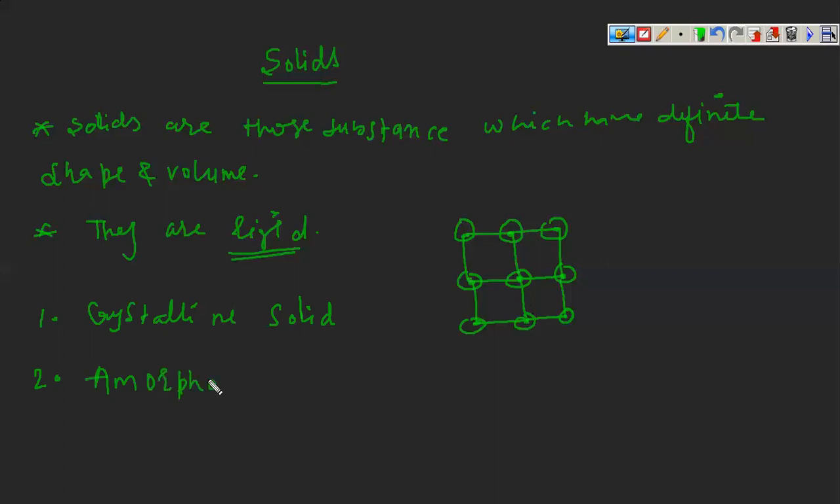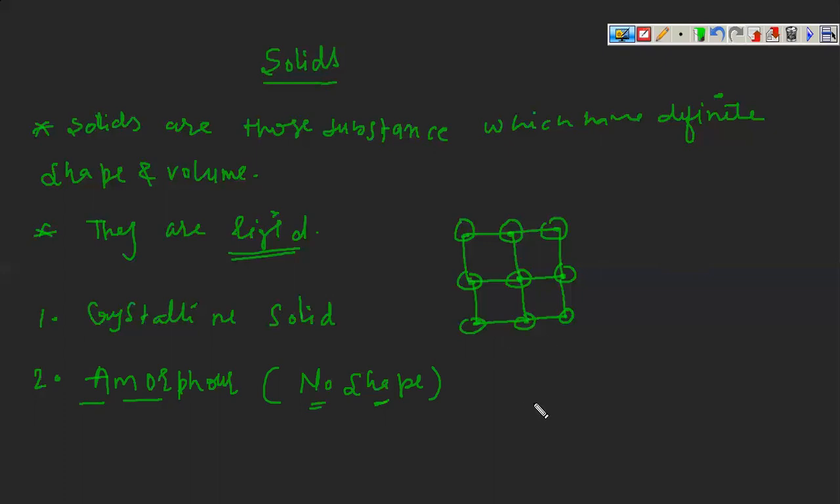Amorphous. The literally amorphous means no shape. Okay. Literal meaning of amorphous is no shape. It's the particles do not form any shape. Here, the particles are there in a square form. So you can say this is a crystalline solid.